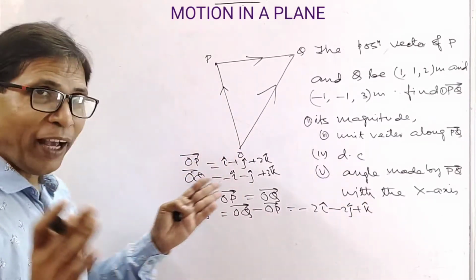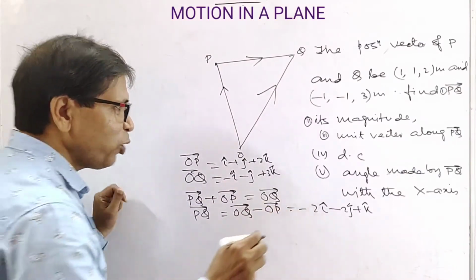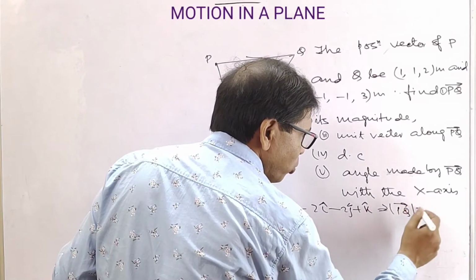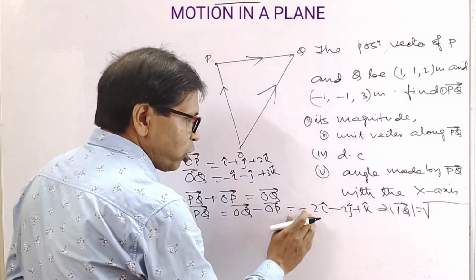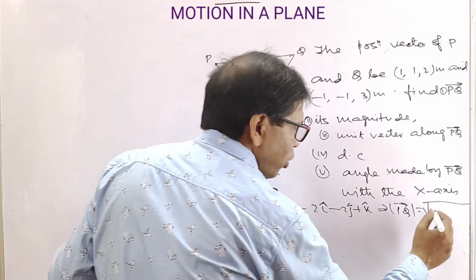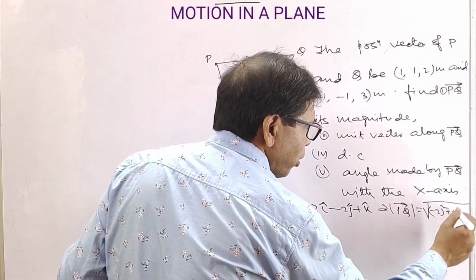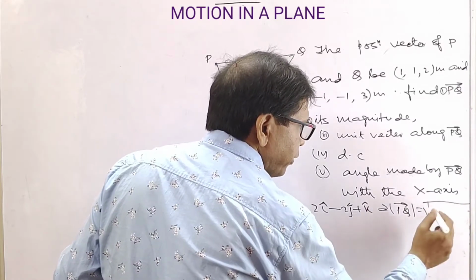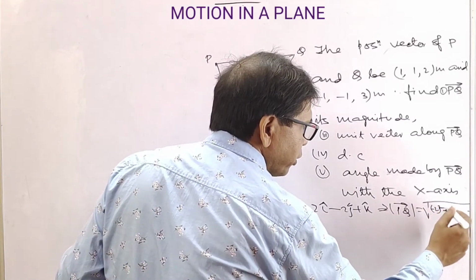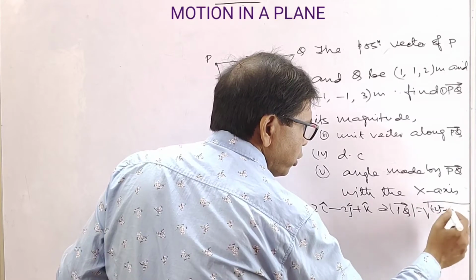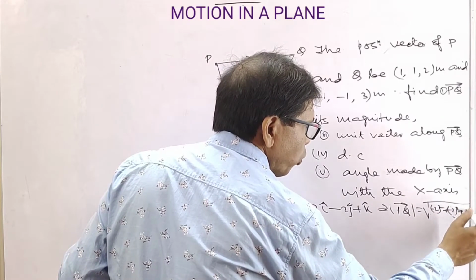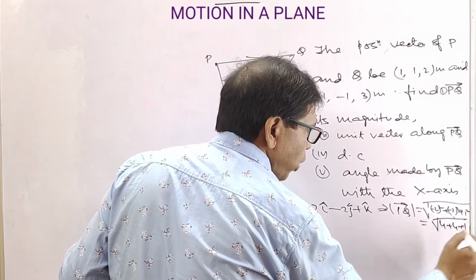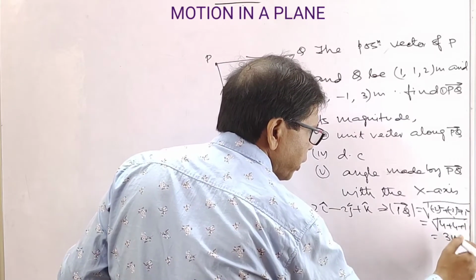Okay, now the magnitude of the PQ vector. The magnitude of the PQ vector is equal to the root of this square plus this square plus this square. So this is minus 2 square, minus 2 square, plus 1 square. So this is 4 plus 4 plus 1, so this is 3 meter.